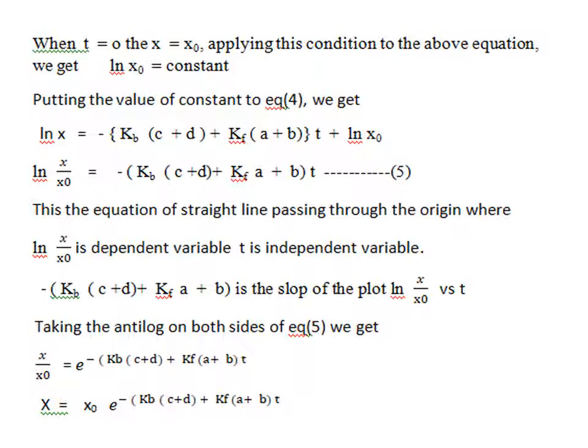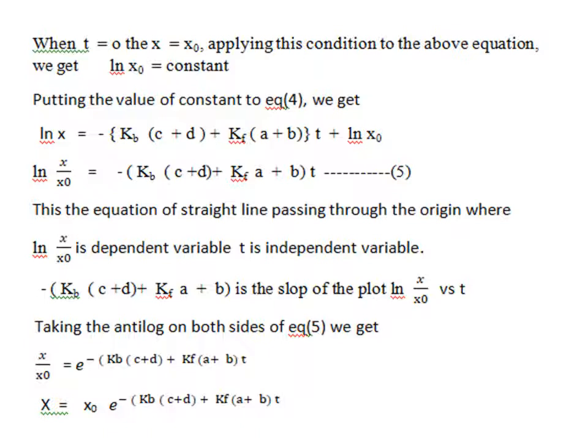Log x naught is taken on the right hand side. It becomes negative, so the equation becomes log x minus log x naught equal to minus Kb into C plus D plus Kf into A plus B into t. Using the formula log a minus log b equal to log a over b, this will become log of x over x naught equal to minus Kb into C plus D plus Kf into A plus B into t. This is equation number 5.